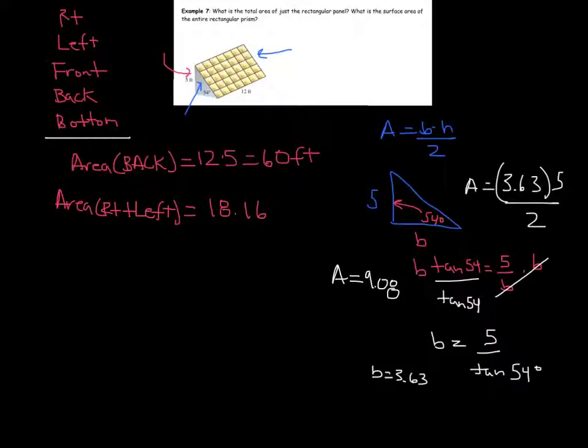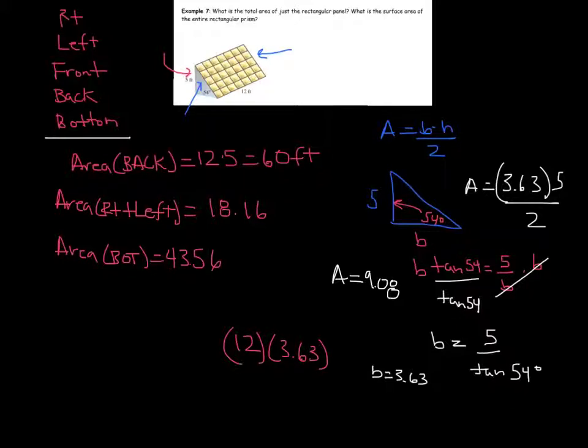We've got the back, and now we need the bottom. All right, so the bottom is going to be also another rectangle. And so the bottom is just going to be length times width. Well, that's just going to be 12 times 3.63. So let's see what we get when we type that in. So 3.63 times 12 gives us 43.56. So the area of the bottom is just going to be 43.56.